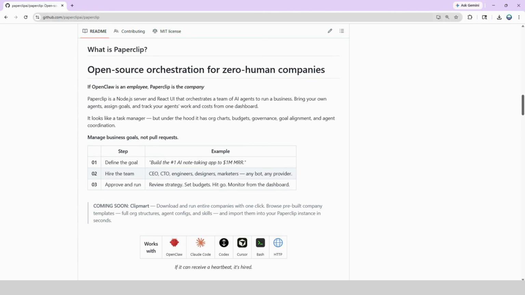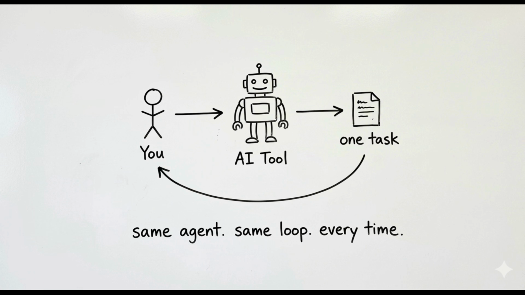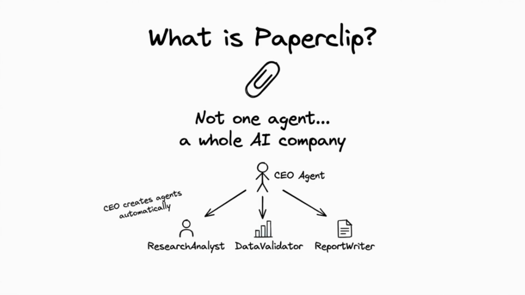Alright, before we jump into the setup, let me quickly show you what Paperclip is. Because this isn't just another AI tool, this is something completely different. Most AI tools give you one agent, one assistant. You talk to it, it does the task, and that's where the story ends. But Paperclip gives you the entire company. You start with a CEO agent, a real orchestrator. It wakes up on a schedule, reads your task, plans the work, then delegates everything to a team of specialized agents, researchers, analysts, and writers, whatever your company needs to hit its goal.